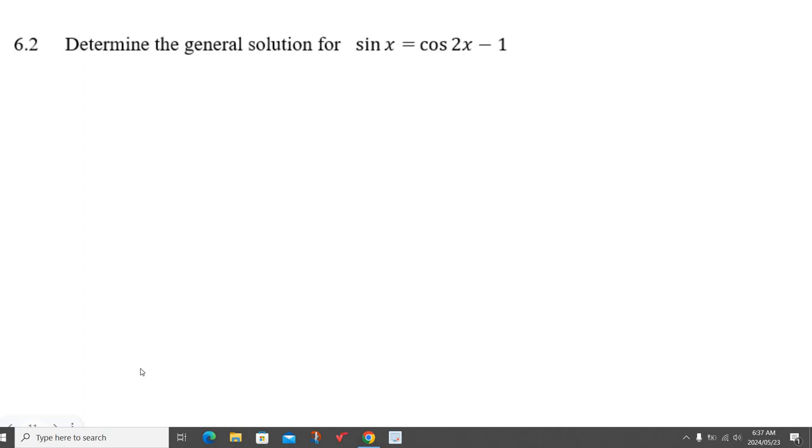Okay, let's try this general solution question. It looks a lot like questions that we've done before. You're looking at this thing here, and you've got sine x, you've got cos 2x minus 1.